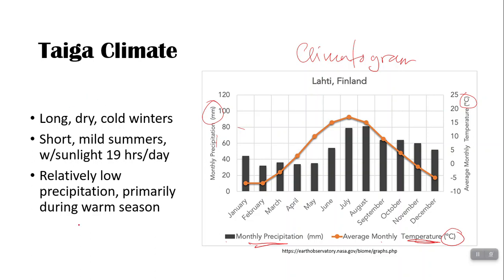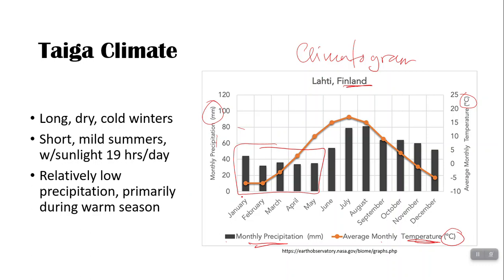Then you'll also have just a short description of the climate. So the taiga tends to have long, dry, cold winters. Notice that this one is in Finland. That's important to keep in mind, because some of these climatograms are for locations in the southern hemisphere, and we'll talk about why that's significant when we get to one. So in the winter time, notice that the precipitation levels are lower, so they're going to be drier winters. Also notice the temperature dips to below 0 degrees Celsius. So this is when it's freezing temperatures.